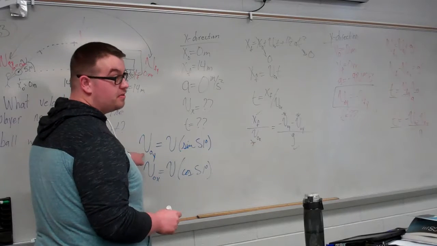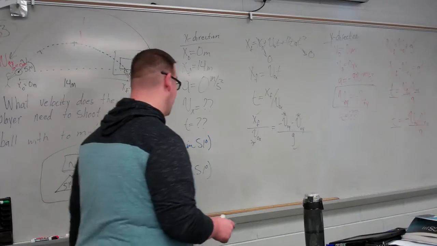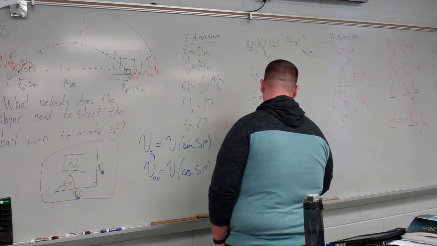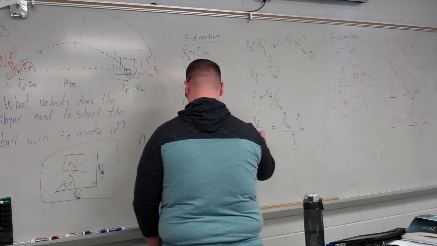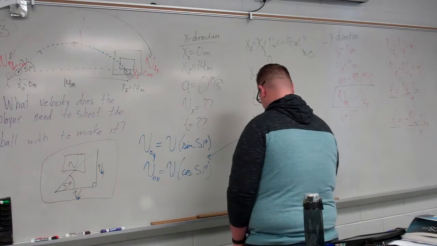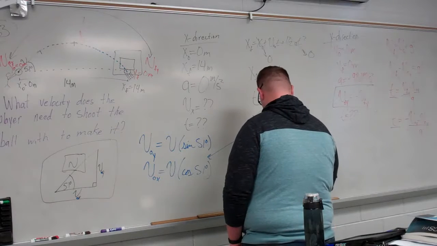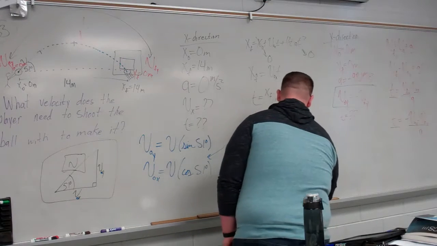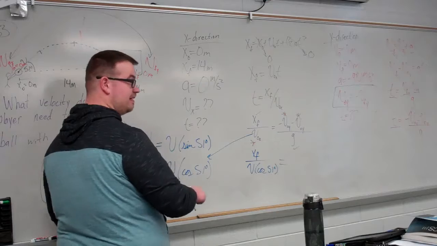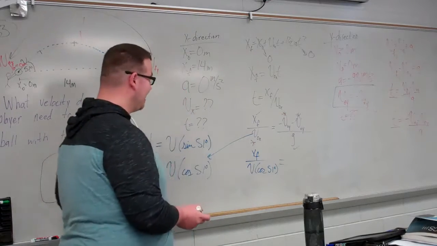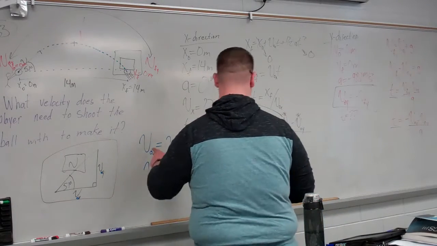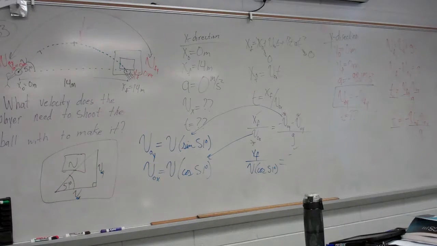Now we can substitute in again. So what I have is the final position in the x direction divided by the initial velocity in the x direction, which is equal to velocity times the cosine of 51 degrees, which is equal to... This is a lot of stuff. A lot, I know. Negative, and substitute in for this. Hold on one second.